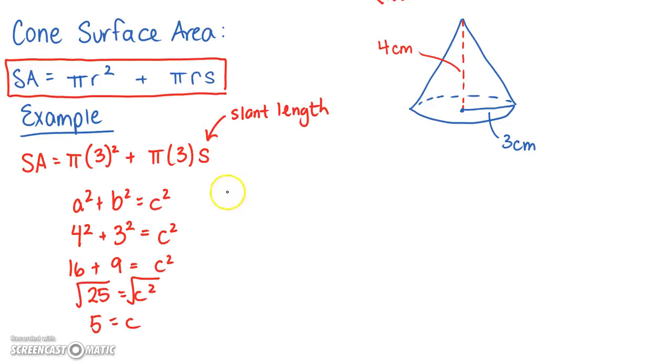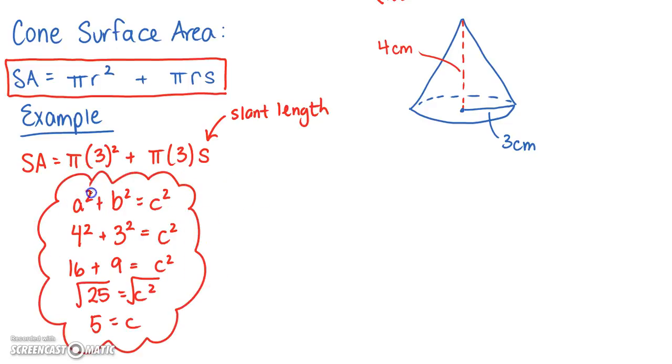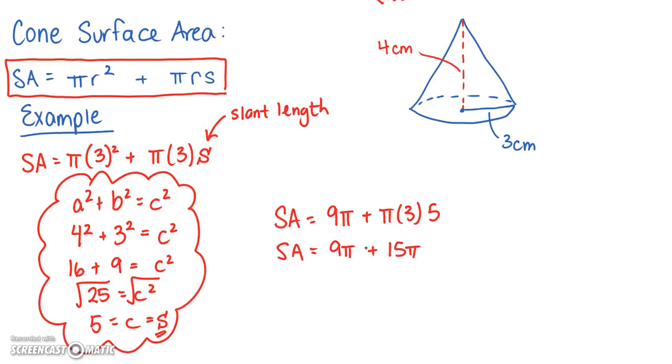So as a result, once I've figured out my slant length, that actually equals my s in my equation. So then we can do our surface area. It's going to be 9 pi, because it's 3 squared, plus pi times 3 times 5. Surface area is then going to become 9 pi plus 15 pi.